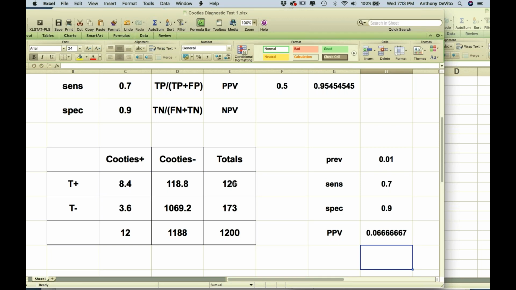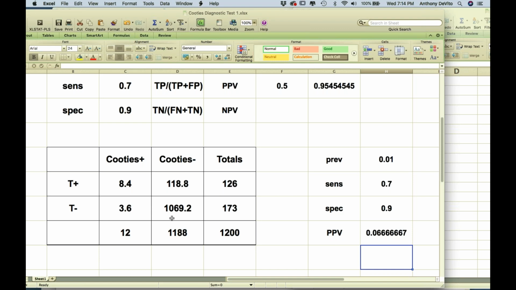If you test positive in this population, even though the sensitivity of the test is 70% and specificity is 90%, there's only a 7% chance that you actually have the disease. If the prevalence goes down, the positive predictive value goes down with it.